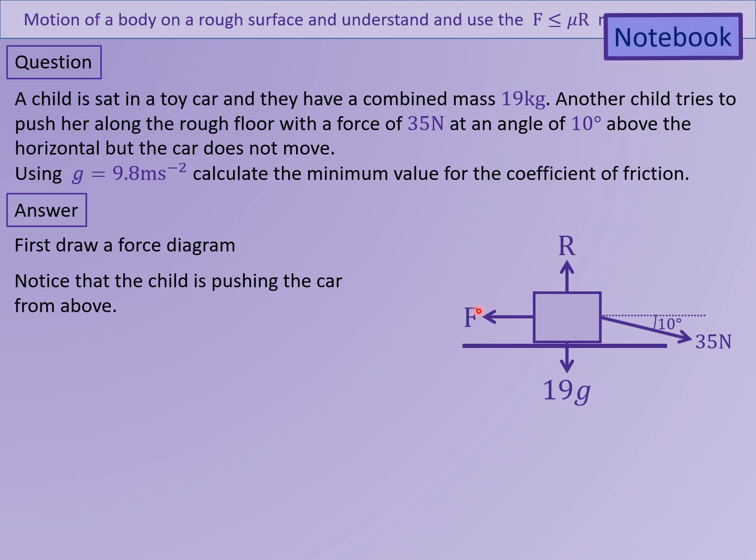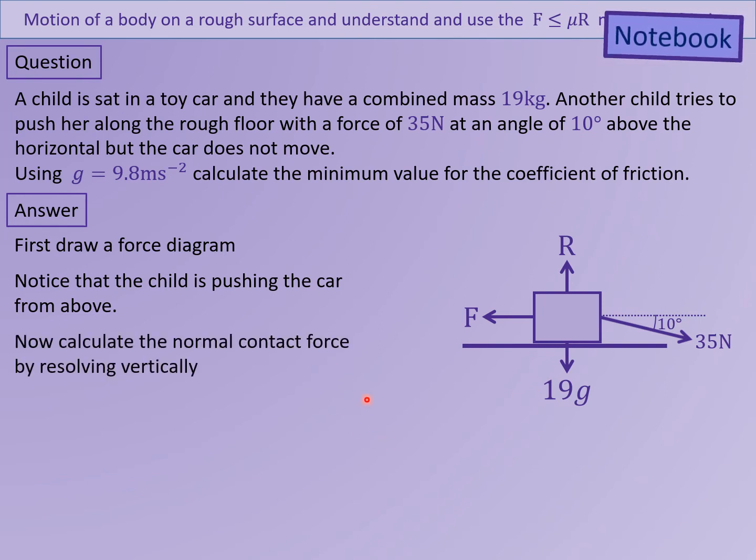Now we're in a position to resolve the forces in the two directions. So I'm going to resolve vertically to start with. So we're looking at up and down. And the reason for that is then I can ignore friction completely and calculate just the R value. My goal is to get the coefficient of friction. The other key word, it does not move. So we're looking at the box just about to move. So we've got the R value, which we can work out by just resolving vertically.